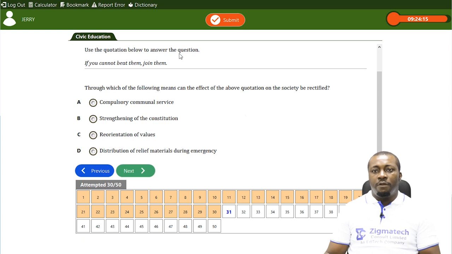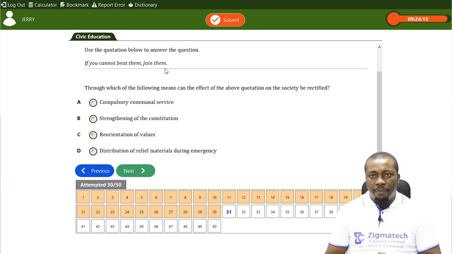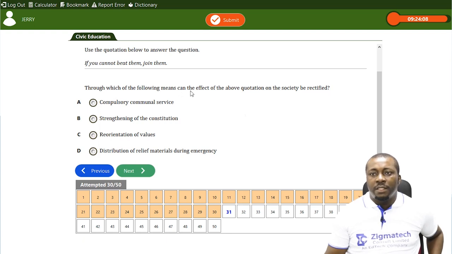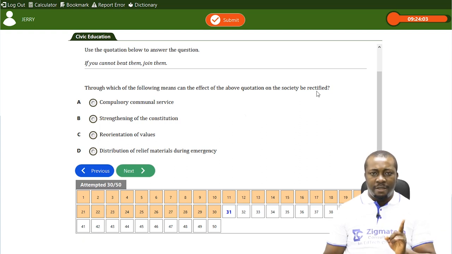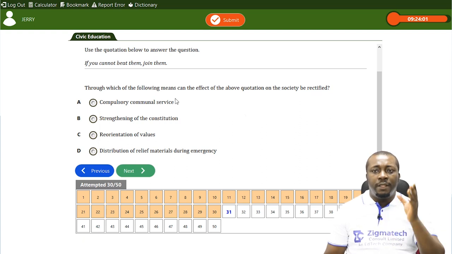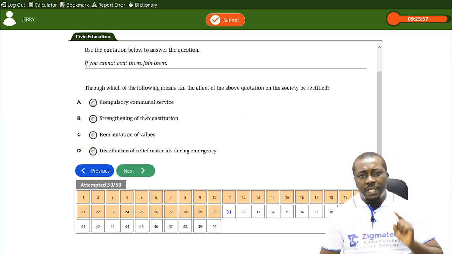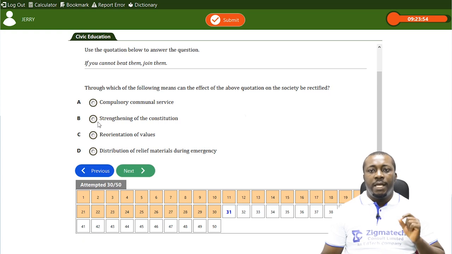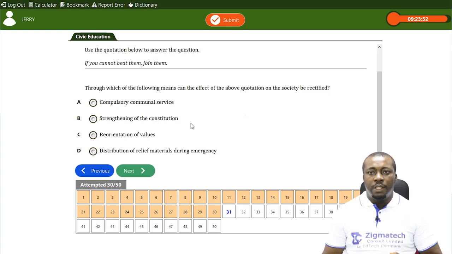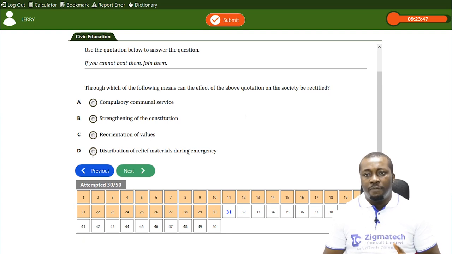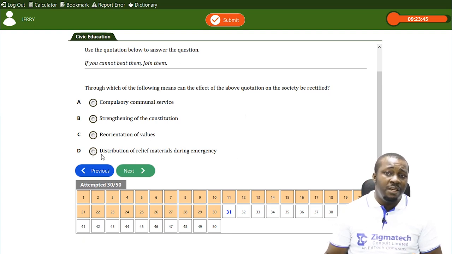Use the quotation below to answer the question. If you cannot beat them, join them. The question says now, through which of the following means can the effect of the above quotation on the society be rectified? How can we correct this misconception? A says compulsory communal service. B says strengthening of the constitution. C says reorientation of values. D says distribution of relief materials during emergency. We are not talking about emergency period.